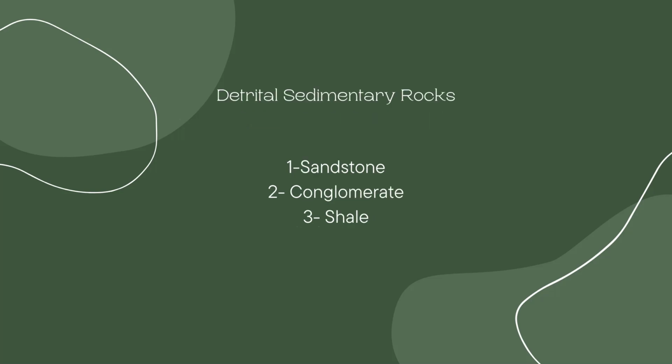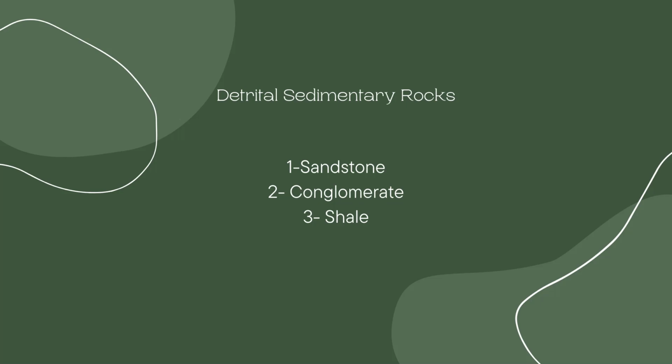Detrital sedimentary rocks. Detrital sedimentary rocks are a type of clastic sedimentary rock that are made up of fragments or particles of other rocks and minerals that have been transported and deposited by wind, water, ice, or gravity. These fragments, also known as clasts, can range in size from large boulders to small clay particles. Some common examples of detrital sedimentary rocks include sandstone.